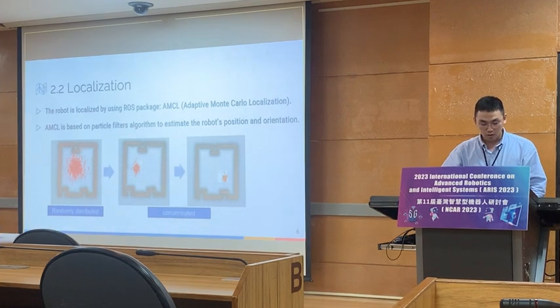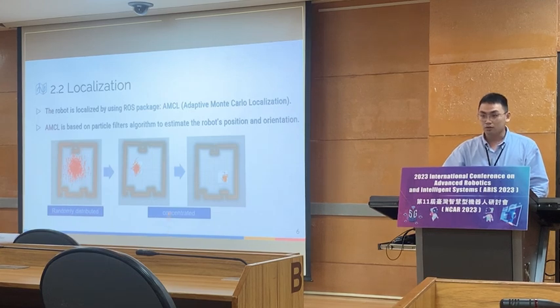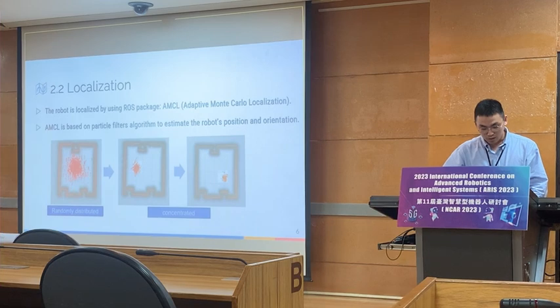2.2 Localization. The robot is localized using AMCL. AMCL is based on a particle filter algorithm to estimate the robot's position and orientation. For example, the particles are randomly distributed around the robot at the beginning. Then when the robot moves, the particles will be concentrated, which means that the localization will be more accurate.